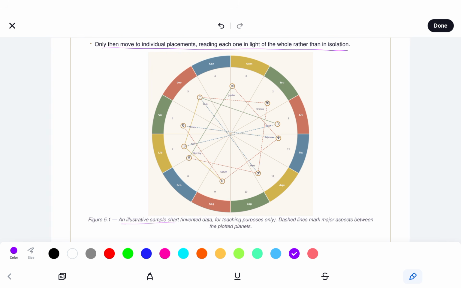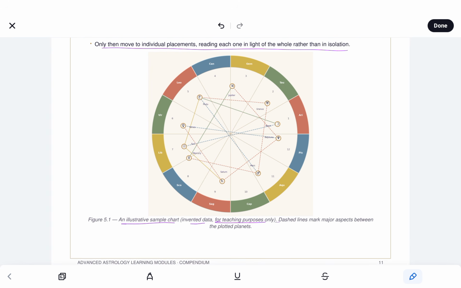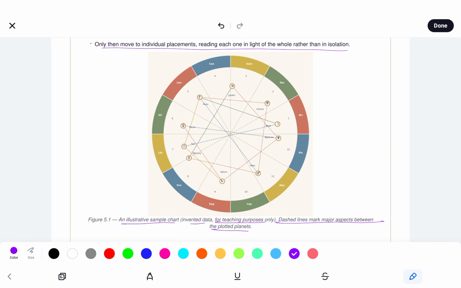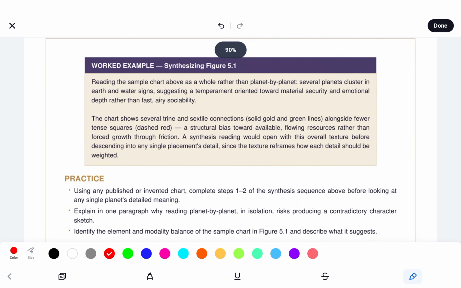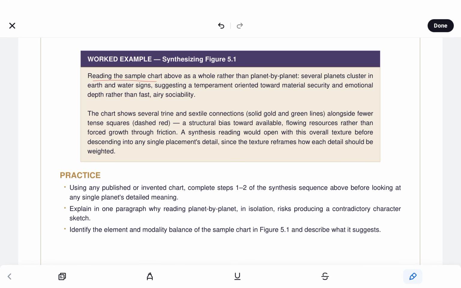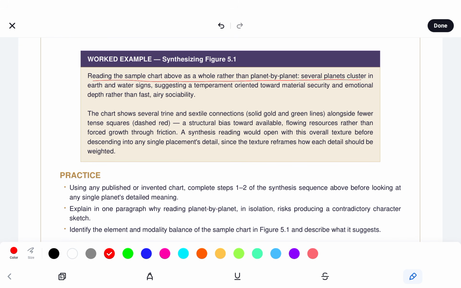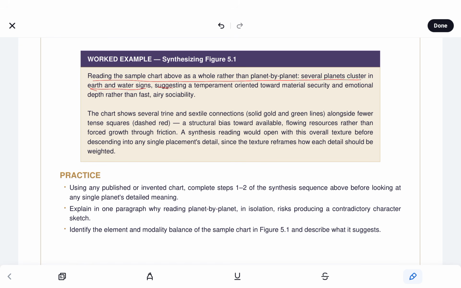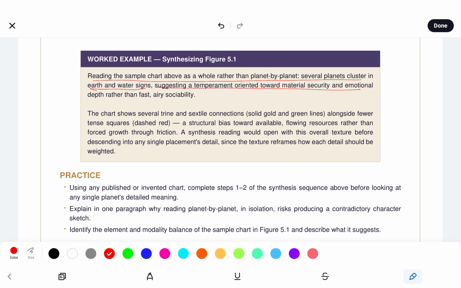Here's an illustrative sample chart, invented data for teaching purposes only. Dashed lines mark major aspects between the plotted planets. So reading the sample chart above as a whole rather than planet by planet, several planets cluster in Earth and water signs, suggesting a temperament oriented toward material security and emotional depth rather than fast, airy sociability.